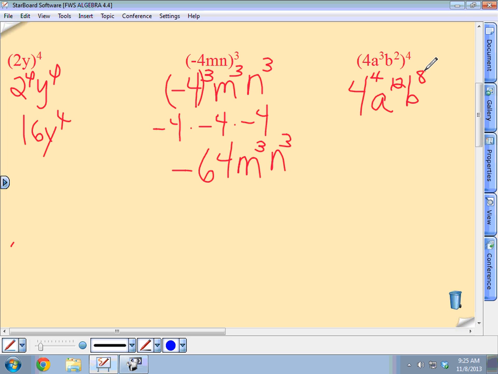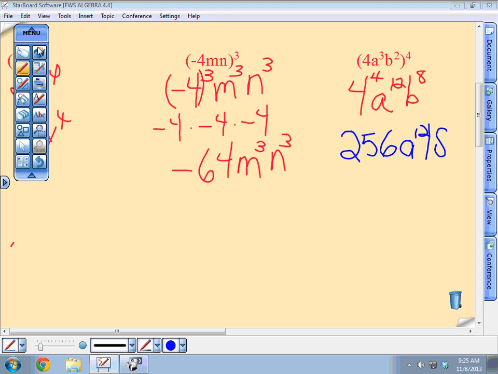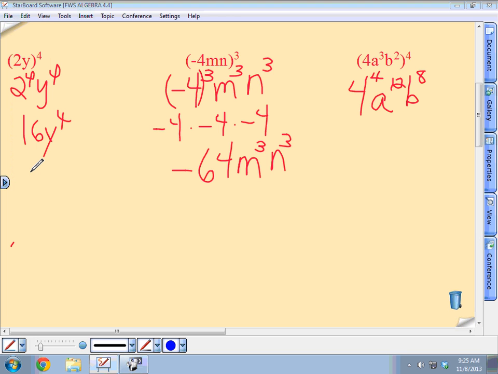So 4 to the fourth power would be 256. Yes, it would. And then a to the 12th power and b to the 8th power. Oh, I love when it does the whole thing. What did you say? 256, a to the 12th power, b to the 8th power.